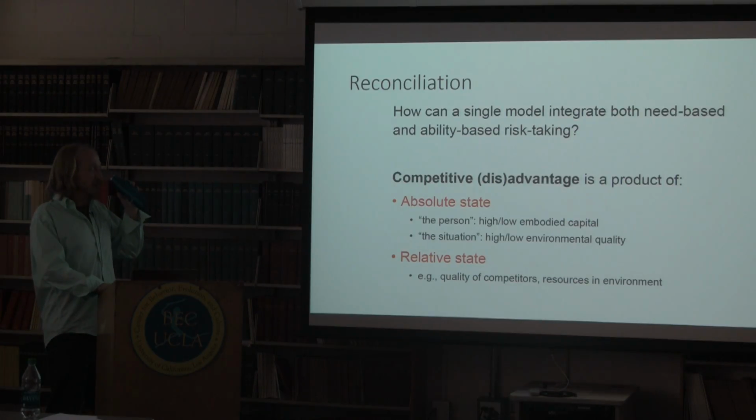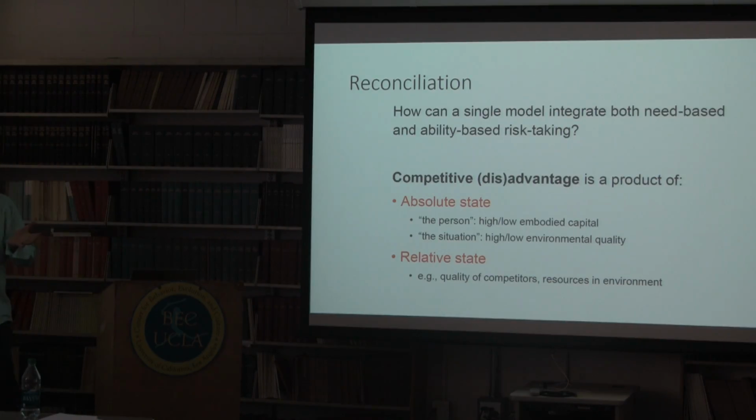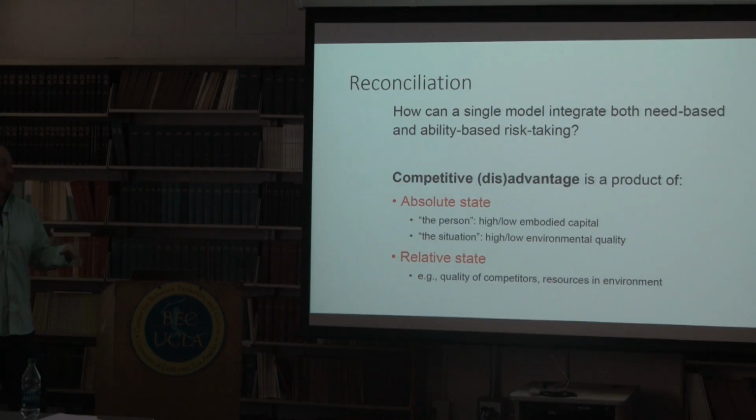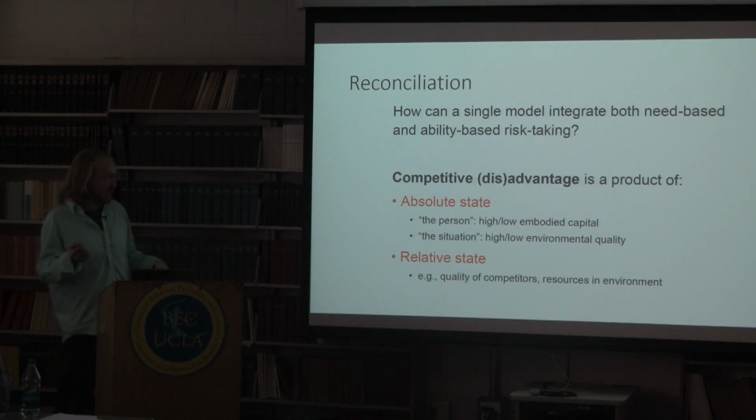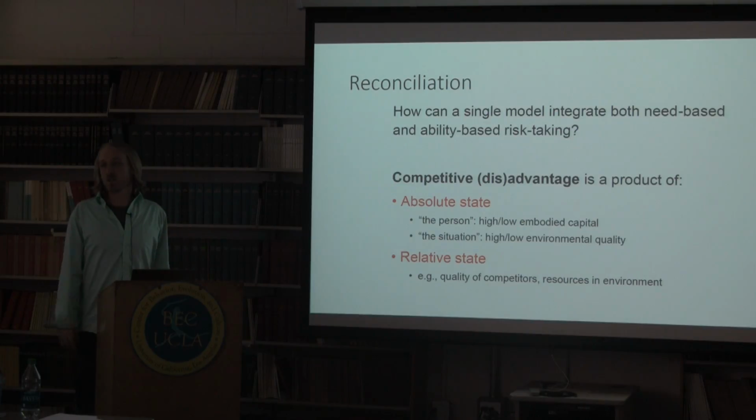And what we are thinking is, you find yourself in a situation of competitive advantage or disadvantage that's going to be some kind of product of one's absolute state. I'm so tall and I have so much musculature and I have the allies that I have, I have an absolute state. But this is embedded in an environment. My competitors are of a certain quality. My environment has certain resources in it.